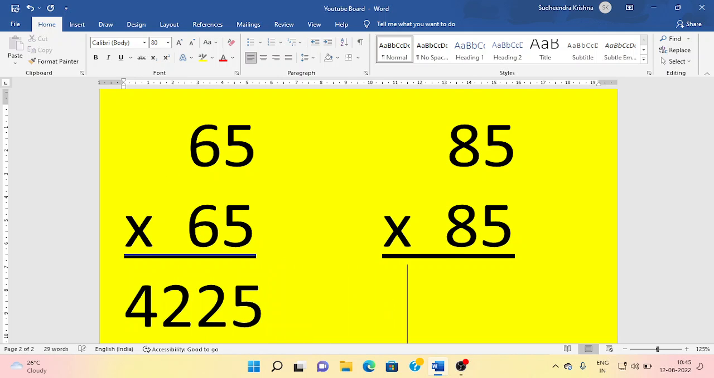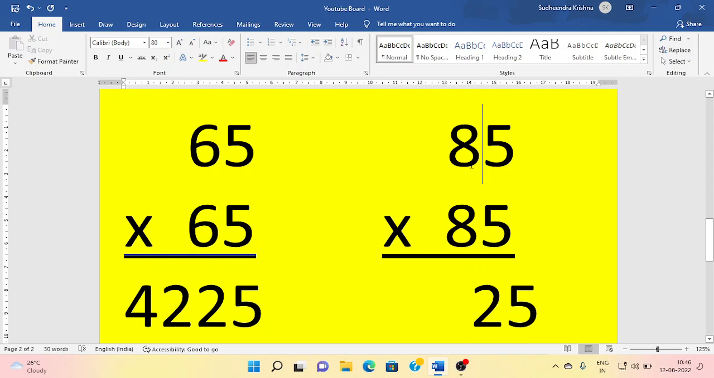Now let us take another example. 85 into 85. Here in the units place we have 5 and 5. 5 plus 5 is 10. So multiply 5 and 5. 5 into 5 is 25. Now you got the right portion of the answer.